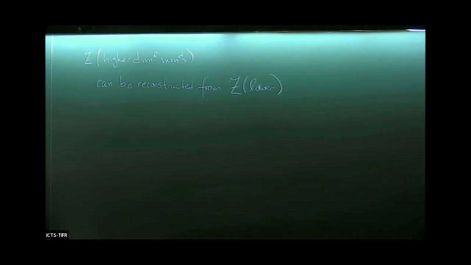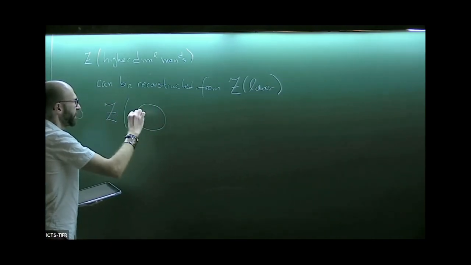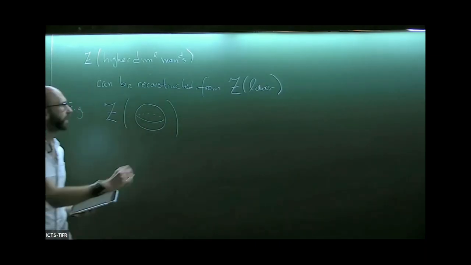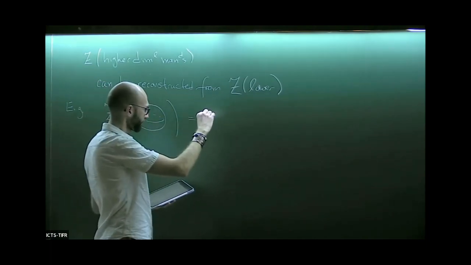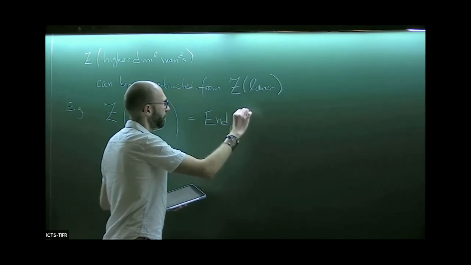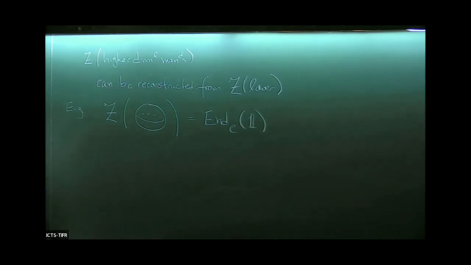But with Z of a line, or Z of S1, you can still do quite a lot. So in particular, one can get state spaces on surfaces and actions by local operators on them from the data of this putative category. So for example, this is just writing out standard TQFT games. Z of a two-sphere in category terms is endomorphisms of the identity line, just because you get a two-sphere by gluing two disks together. And the disk is the identity line, and the gluing is the Hom functor.